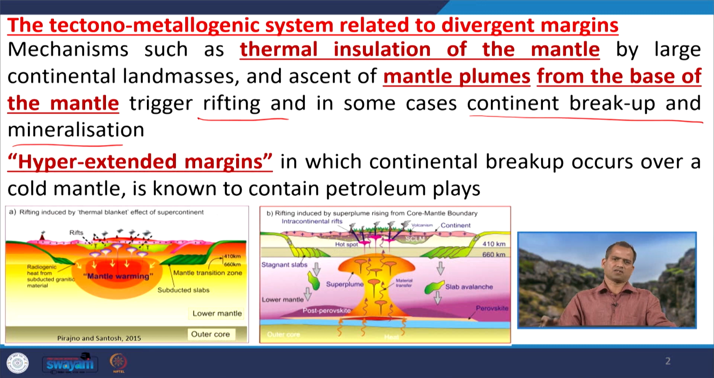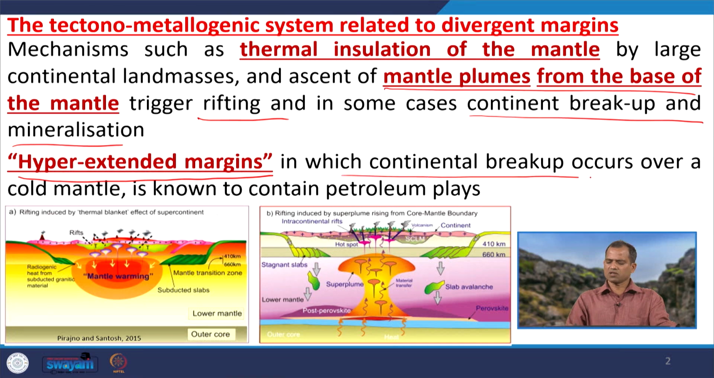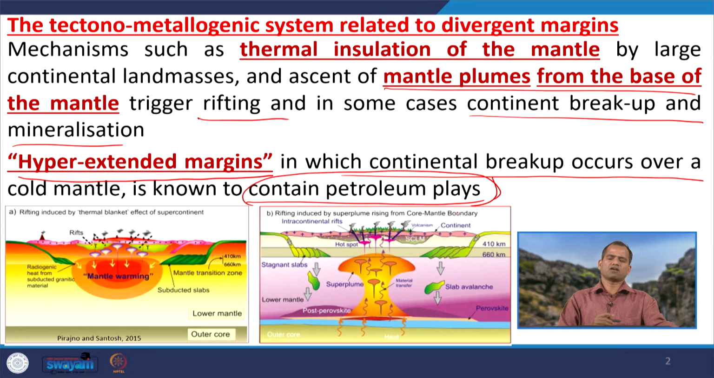So, heat buildup takes place, and mantle plumes also rise at places. In either case it will weaken the crust. Due to this weakness developed by the mantle plume as well as thermal insulation, the crust will break up into different segments, and finally the magma will release there. Another type is called the hyperextended margin. Hyperextended margins, where continental breakup occurs over a cold mantle, are known to contain petroleum plays. So, this margin is mostly responsible for petroleum hydrocarbon exploration.